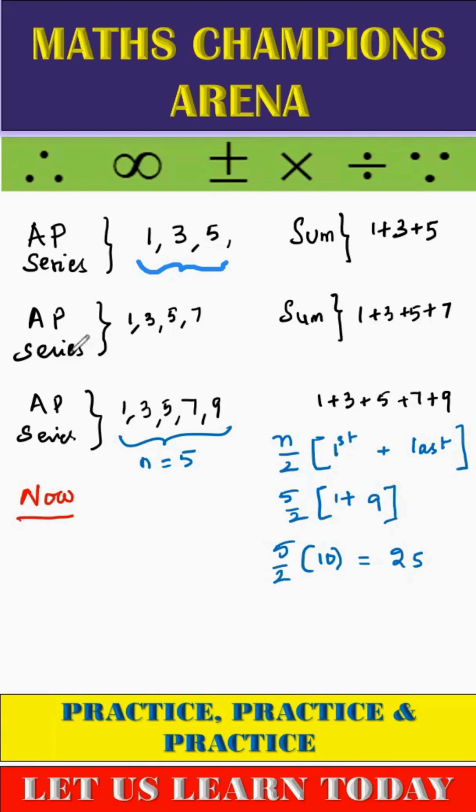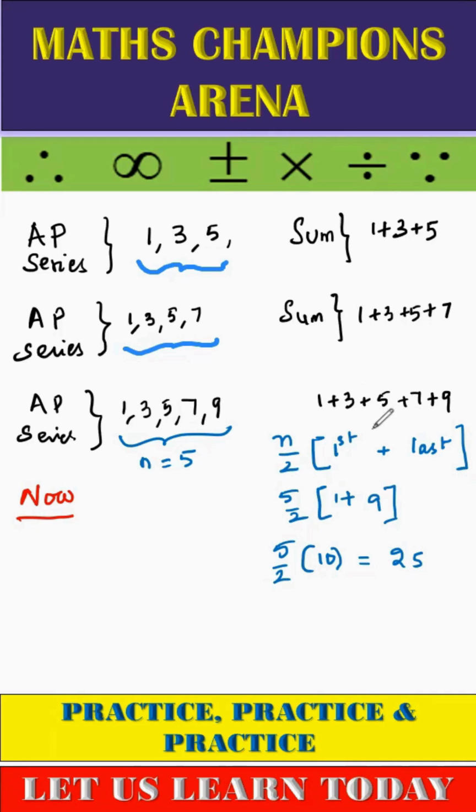Good. Now, if I increase one more term in the AP series, 1, 3, 5, 7, there are 4 terms. What is the sum? 1 plus 3 plus 5 plus 7. But if I ask for the sum of an AP series containing 100 terms or 200 terms, can we keep on adding that many numbers? It will be very, very difficult. Let us understand with the AP series 1, 3, 5, 7, 9. What is the sum? 1 plus 3 plus 5 plus 7 plus 9.